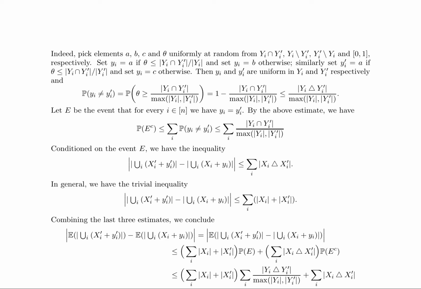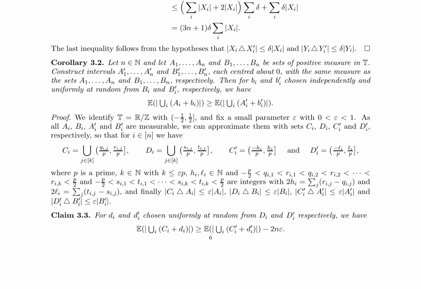The authors then present corollary 3.2, which states that for sets A_1 through A_n and B_1 through B_n of positive measure in the torus T, and their corresponding intervals A'_1 through A'_n and B'_1 through B'_n, the expectation of the union size of A_i plus b_i is at least the expectation of the union size of A'_i plus b'_i, where b_i and b'_i are chosen independently and uniformly at random from B_i and B'_i, respectively.